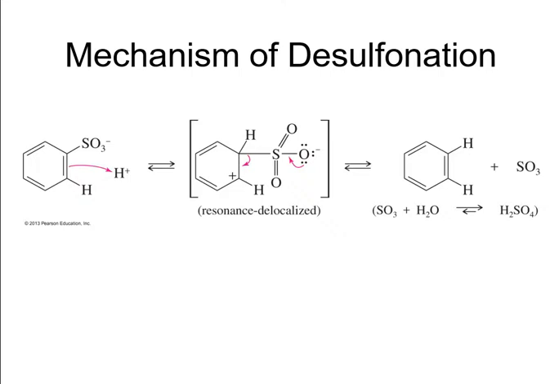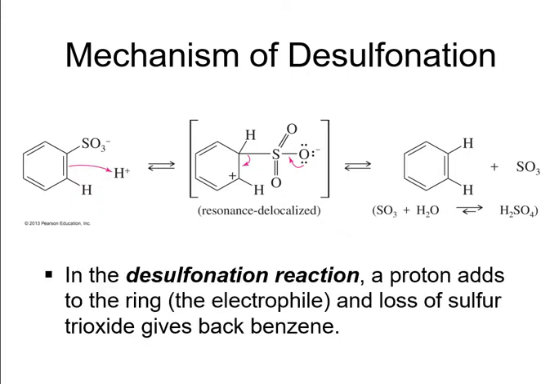Here's the mechanism. It's the exact reverse, but it's pretty straightforward. The pi bond attacks the proton, gives you the sigma complex. The O minus pops back in and kicks out the electrons between the carbon and sulfur, reforming your aromatic compound, and your SO3 bubbles away as a gas.